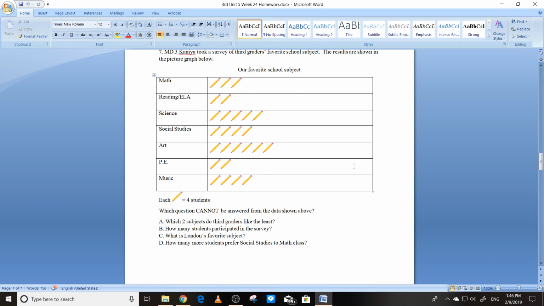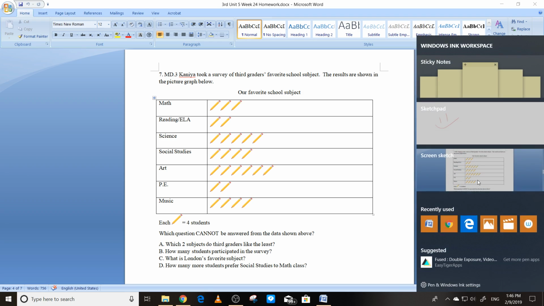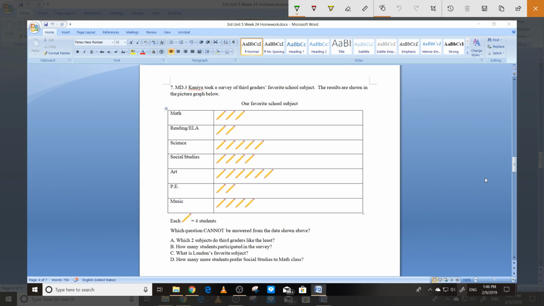Let's take a look at number 7. Number 7, very familiar question. We have looked at questions like this every single unit since unit 1. So it says Kanaya took a survey of third graders' favorite school subject. The results are shown in the picture graph below. The picture graph says our favorite school subject, and the key says each pencil equals 4 students.